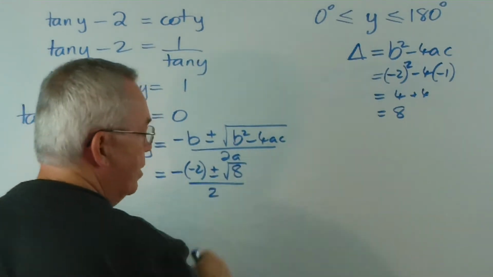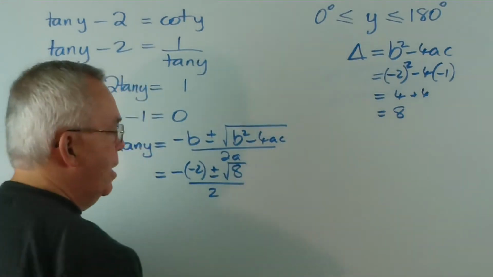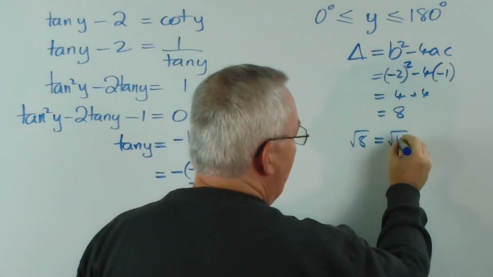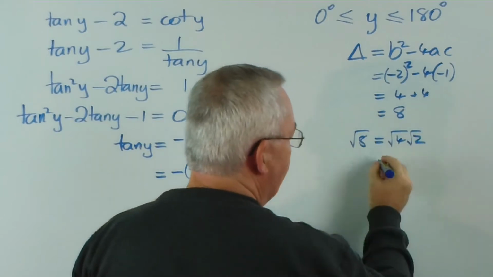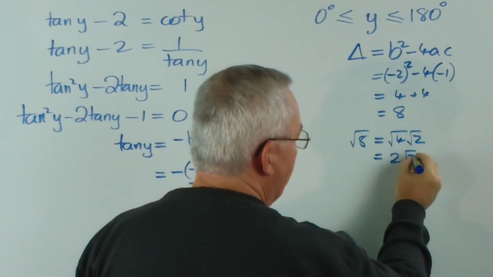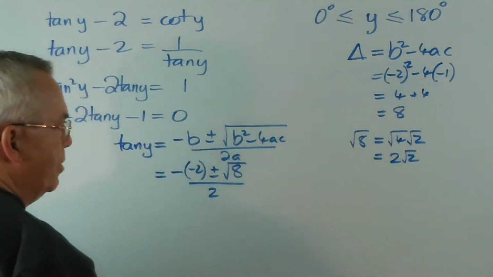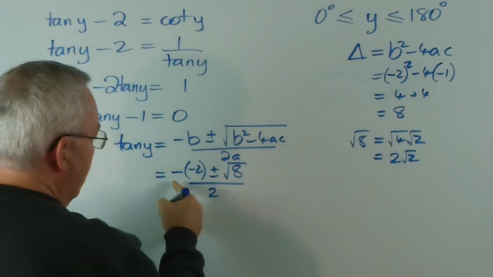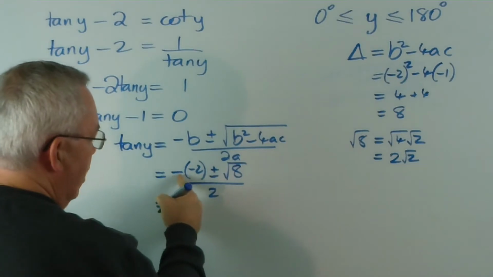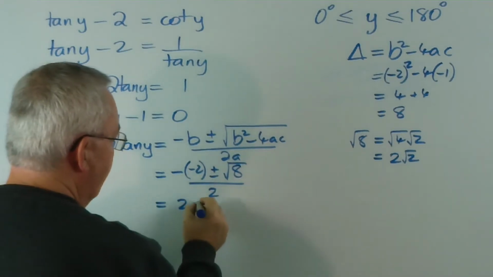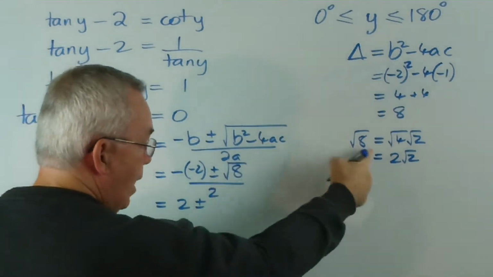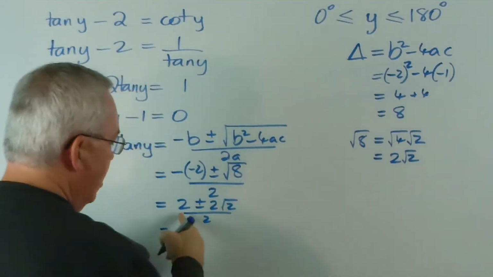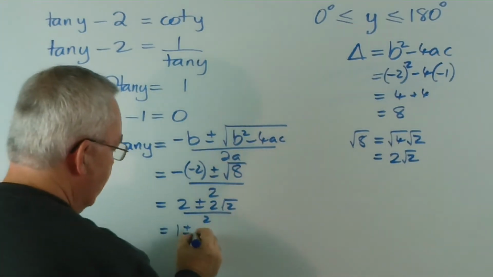Now I hope you realise there are a few little techniques being used here. Root 8, of course, is root 4 times root 2, because 4 2s are 8, and root 4 is 2. So simplifying radicals or surds is another skill we need. So minus or minus and negative gives you a positive 2. Plus or minus, root 8 is worth 2 root 2 over 2, and dividing by 2 gives you 1 plus or minus root 2.